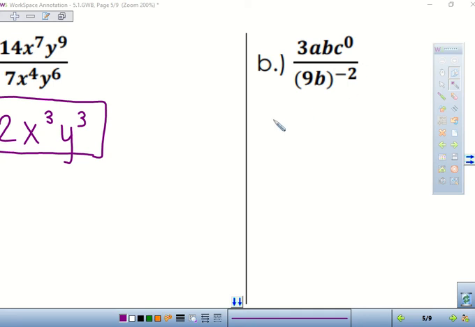So this one we're going to have to simplify first before we deal with the division part. So in the numerator we have 3a to the first, b to the first, if you want to put those on there to help you understand it. And then what would c to the 0 be? 1. So do I need to write that? No, you can just leave it out because it's just 1.